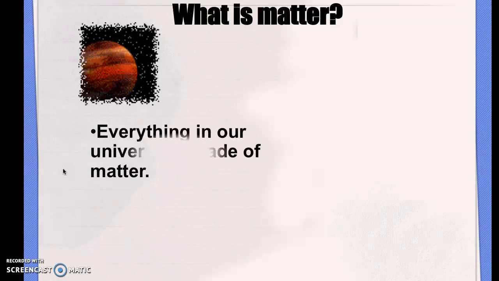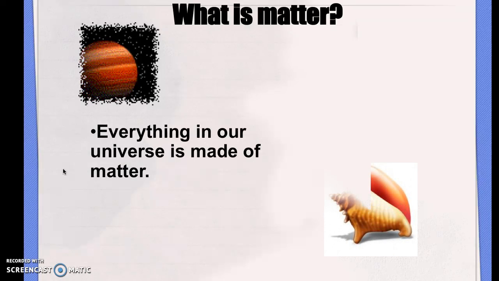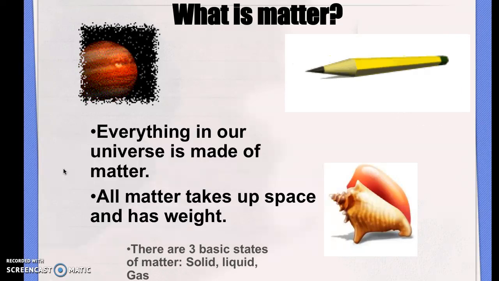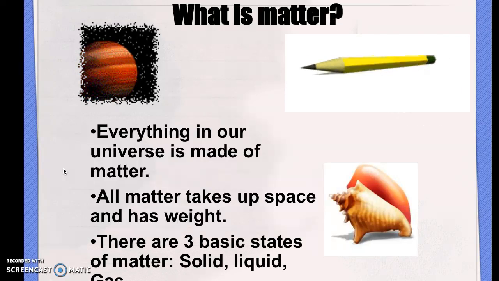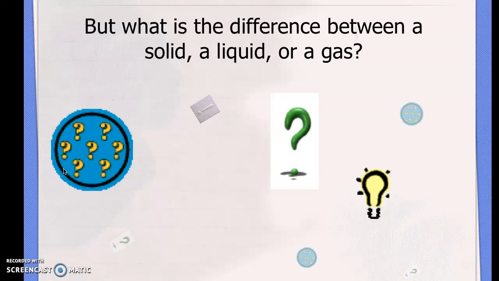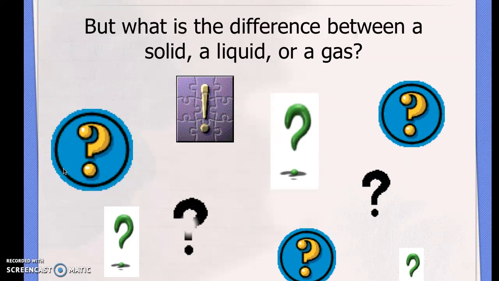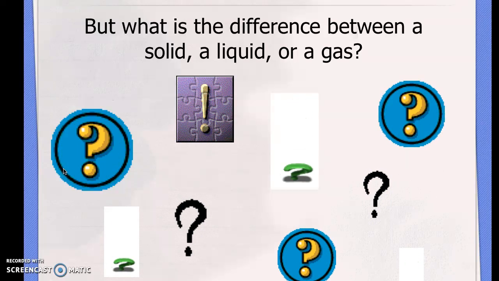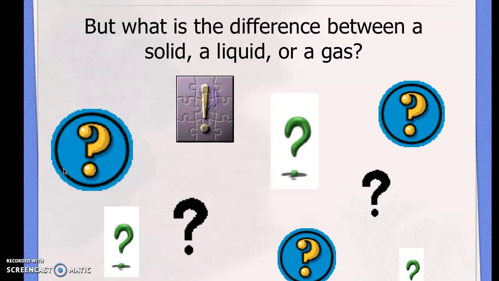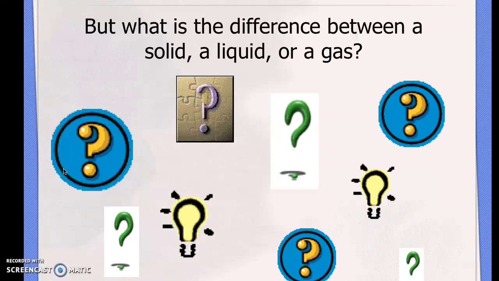What is matter? Everything in our universe is made of matter. All matter takes up space and has weight. There are three basic states of matter: solid, liquid, and gas. But what's the difference between a solid, a liquid, or a gas? I know you've heard of those before, probably last year in first grade, but what's the difference between them? Let's find out.